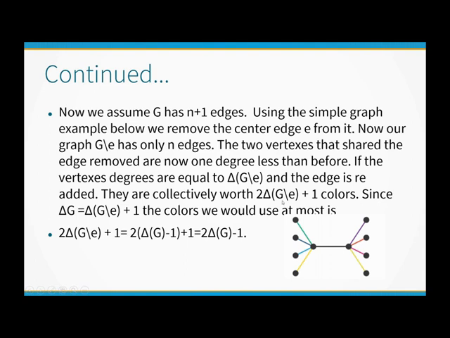Now then if we add the edge back, we're going to have 2 delta G with the E removed plus 1 amount of colors, because we just added one more little edge there, and you can see all this adding up that way. As you can see at the bottom here, when we get our 2 delta G without the E plus 1, that is going to be equal to what we had originally started with. So we have completed the induction proof.